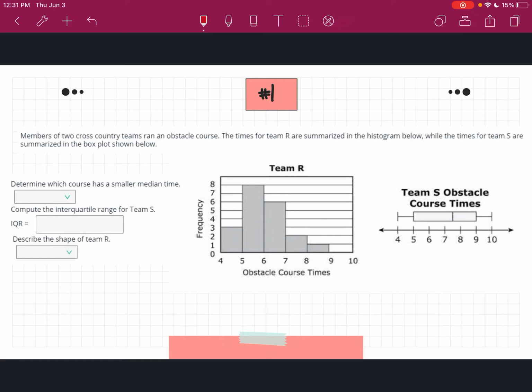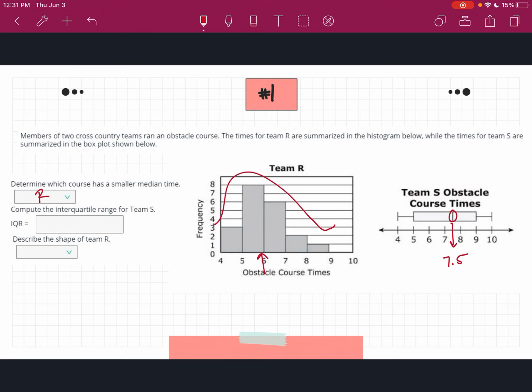So the median is easy to see in the box plot. It's this middle one, so that looks like it's about 7.5. And this is a generally symmetric histogram. It's a little bit skewed to the right. So the middle's probably going to be around 6-ish. But whether it's 6 or 5 or 7, 7.5 would be here, and that's definitely not the middle. So Team R is going to have the smaller median time.